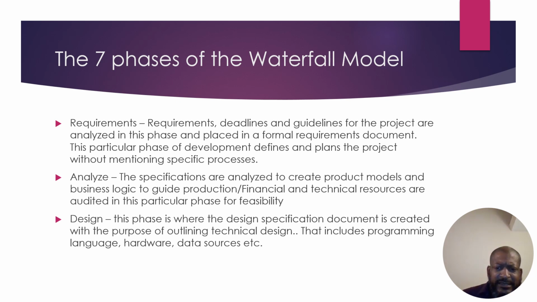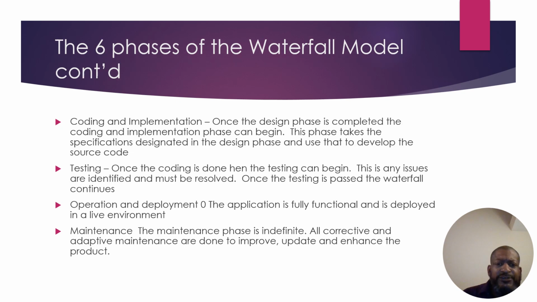This phase is where the design specification document is created with the purpose of outlining technical design. This includes programming language, hardware, data sources, etc. Now this is where you begin to design. You're going to start having to create the product model, which leads you into the next phase. It's called coding and implementation.